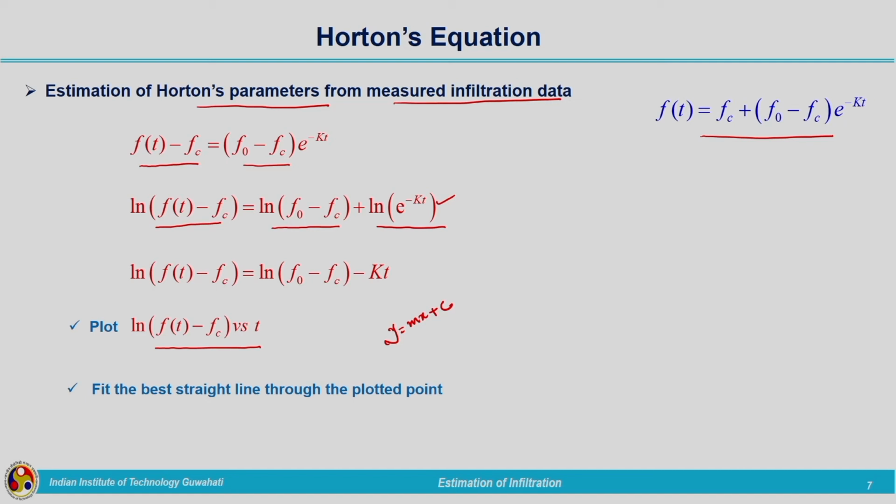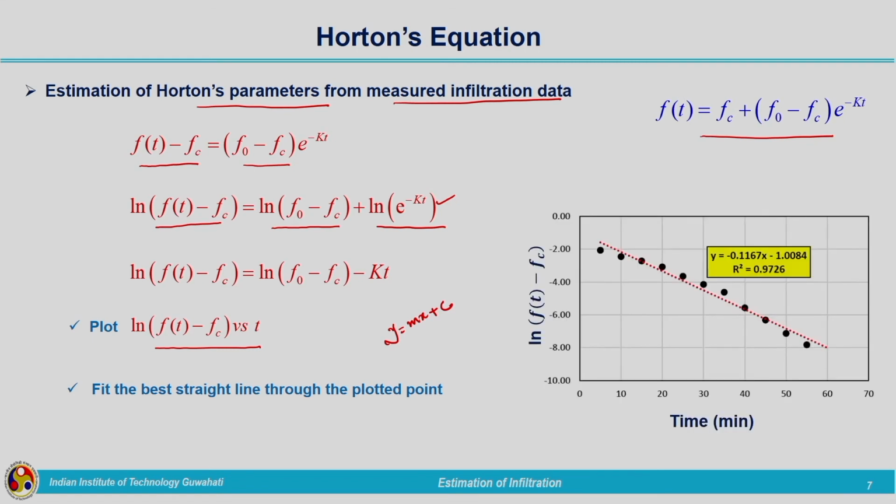Once it is plotted, we will be plotting a best fit straight line which is passing through those points. You can see the graph, we are having the ln f of t minus f of c along the y axis and time along the x axis. So, these black dots are representing our terms corresponding to ln f of t minus f of c. After that, we are fitting a straight line through these points, that is represented by this red dotted line, and that dotted line is represented by this particular equation. It is in the form of y is equal to mx plus c. So, if we are comparing, we can understand that the intercept gives ln f naught minus f c and the slope gives the Horton's parameter k.